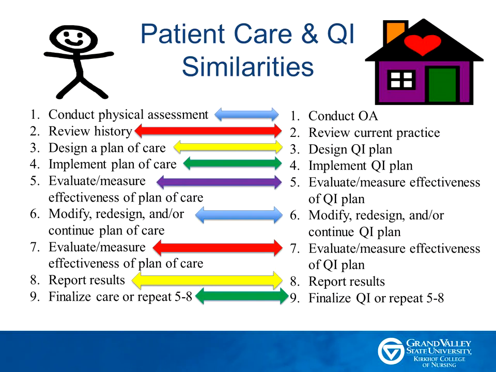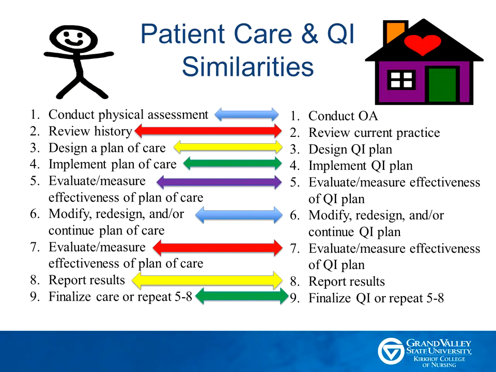It's exactly the same, just on a broader scale. Number seven is the same too. Evaluate and measure the effectiveness of the individual plan or the QI plan for the system. Number eight is identical. You report the results. And number nine is identical.